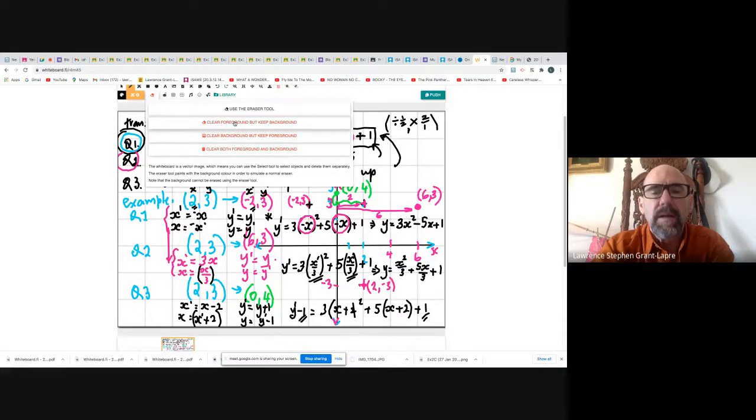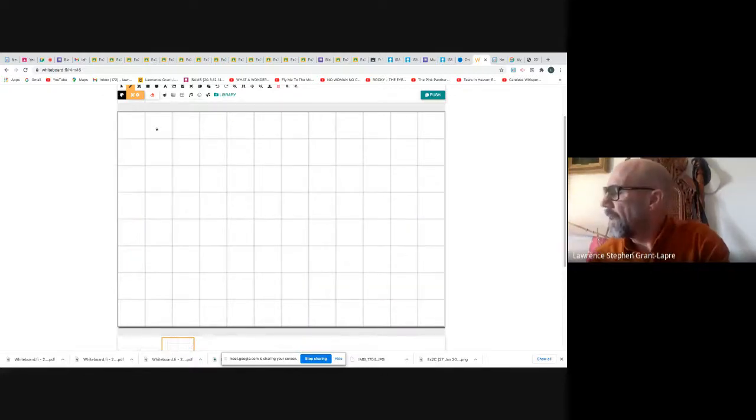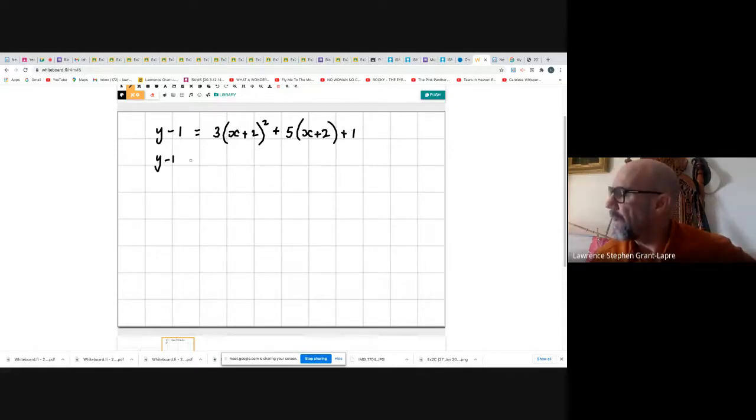Y minus 1 equals 3(x plus 2) squared plus 5(x plus 2) plus 1. Just watch very carefully. 3. This is not x squared plus 4. If you don't know how to do that, you need to learn that little step that I just did then. You can't do it, and I notice that some of you cannot do that skill in your homework.